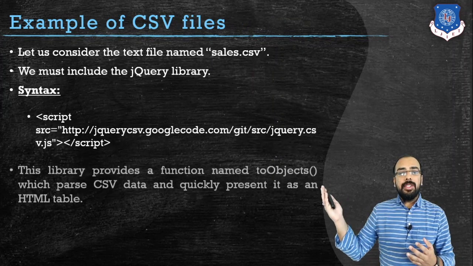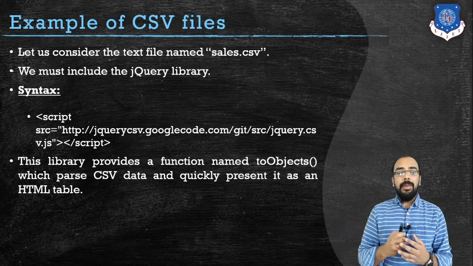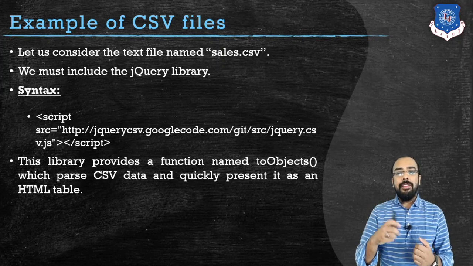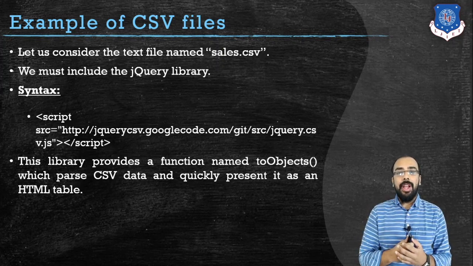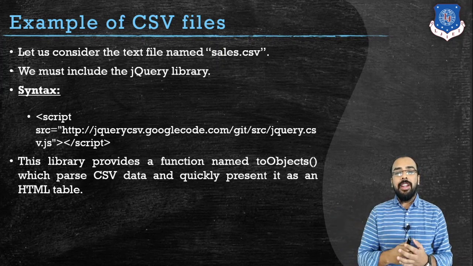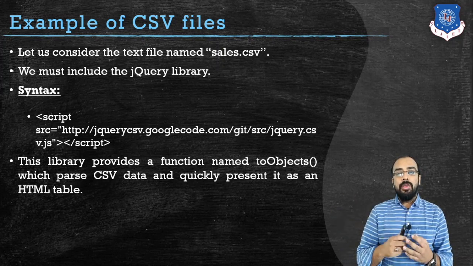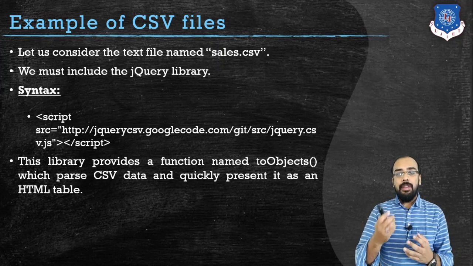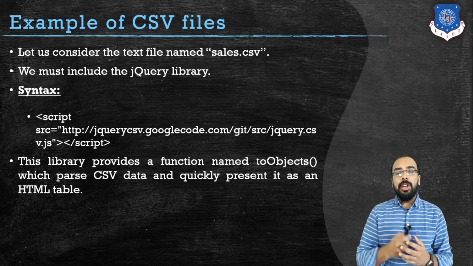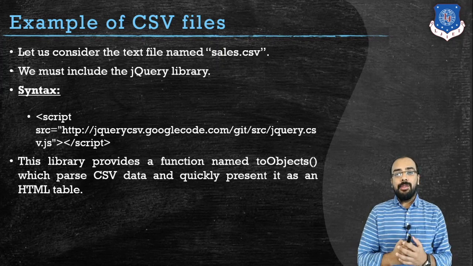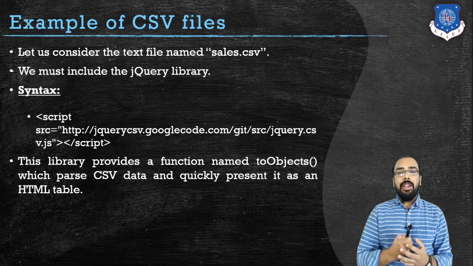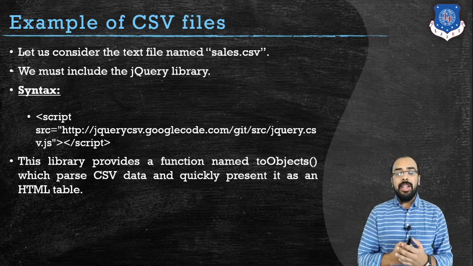Let us consider an example of a CSV file. Here you can see we have a file named cells.csv. What we actually want to do is pull the data stored inside this CSV file and load it inside our HTML table. For that we again have to use jQuery. jQuery will allow us to read a particular file and then display it on our HTML table. So how can we get the data stored inside this CSV file?